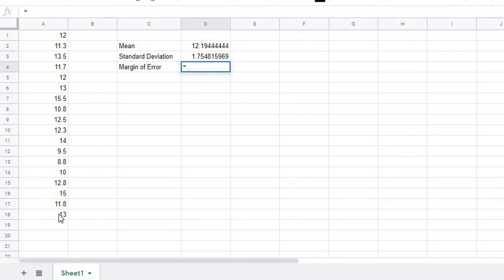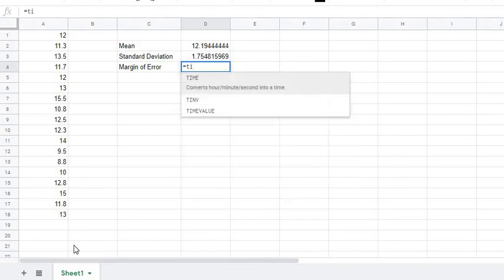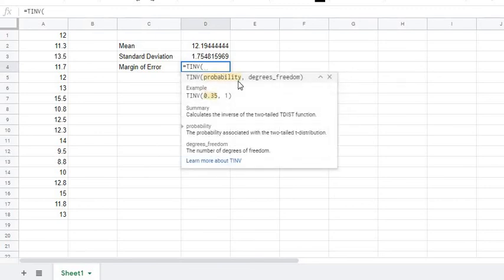Now recall that the formula for the margin of error is the t-critical value times the standard deviation divided by the square root of n. We're going to have to type this formula into our cell. To get the t-critical value, you're going to use the T.INV function. Notice here that it asks for the probability.